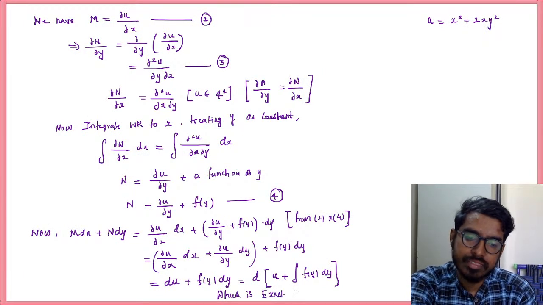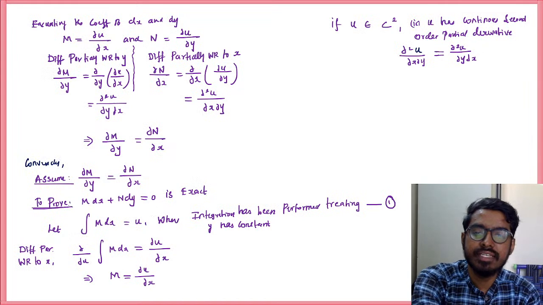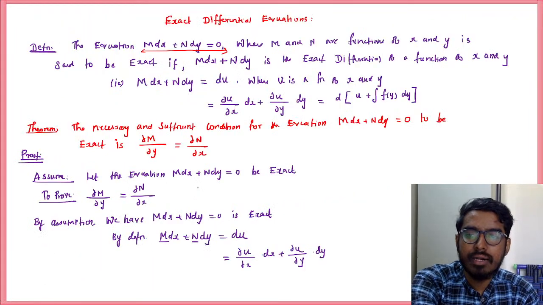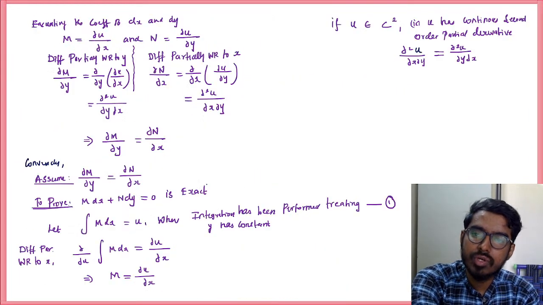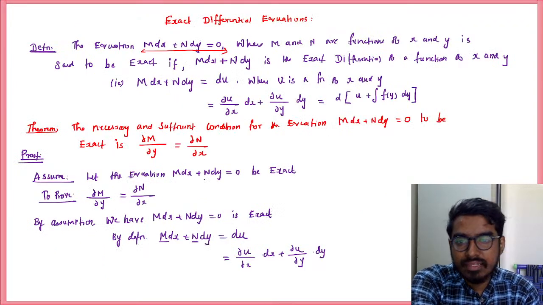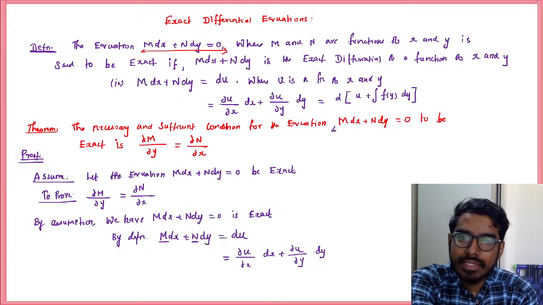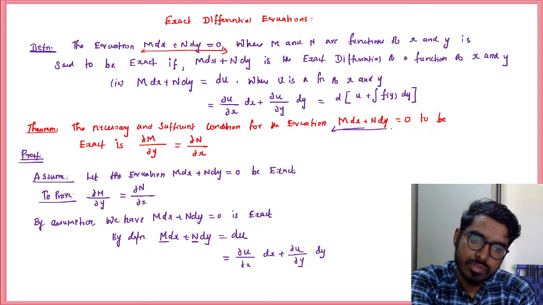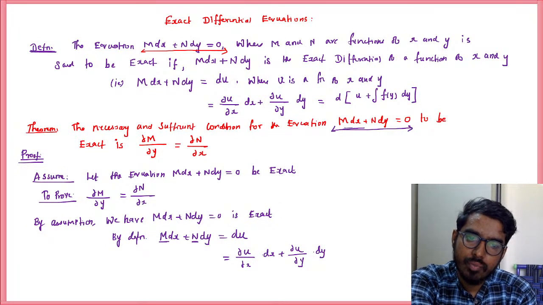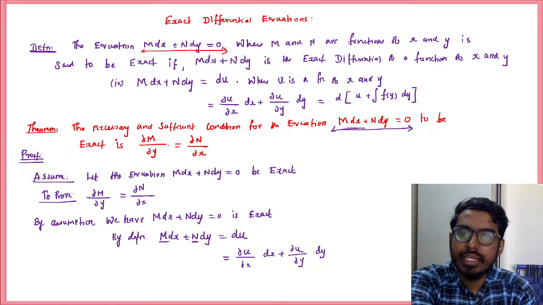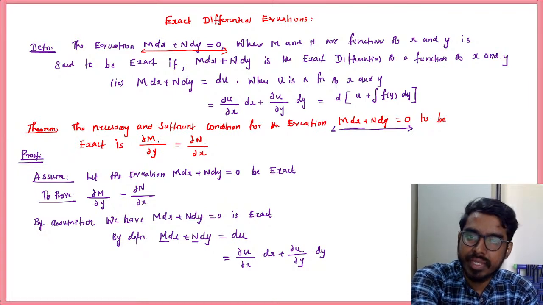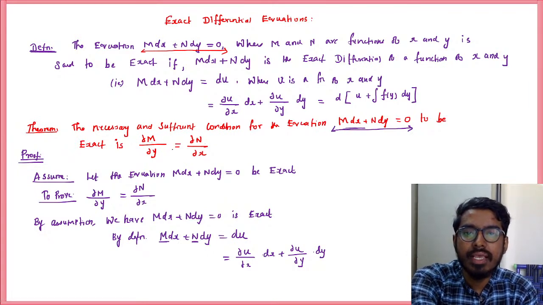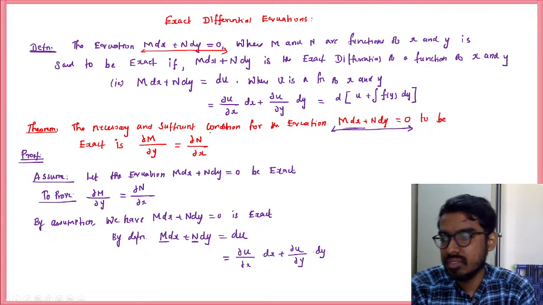This is an exact differential, hence we have proved that this is exact, right? So it's a very simple part, just understand the proof, very easy proof. Now the main part is, whenever you need to prove whether the equation M dx plus N dy is equal to 0 is exact, what we need to prove? We need to prove dou M by dou y is equal to dou N by dou x. If this happens, then this will be an exact equation, right? Okay.